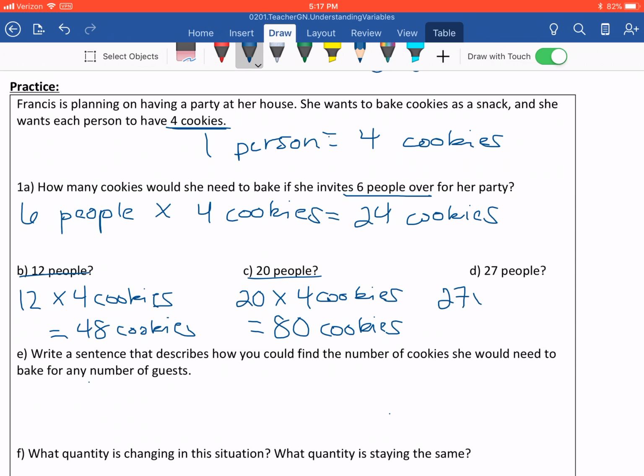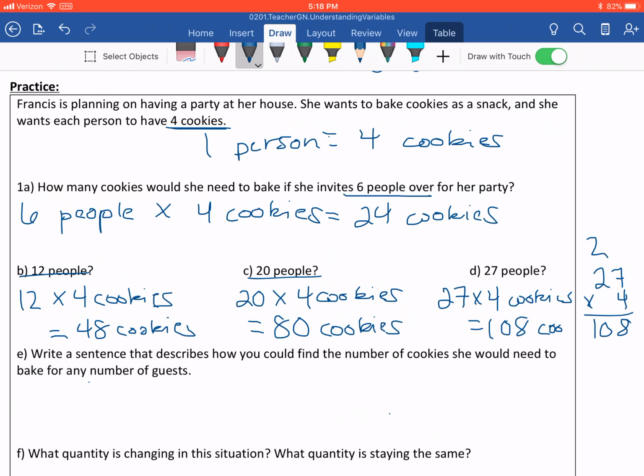And the last one, 27 times 4 cookies. That one's harder to do. 27 times 4. 7 times 4 is 28. Carry my 2. 4 times 2 is 8, plus 2 is 10. So she will need 108 cookies. I'm just going to leave it there so I don't write over it.